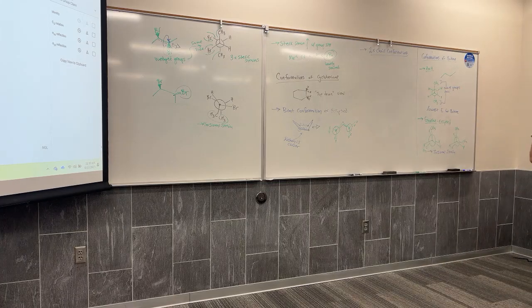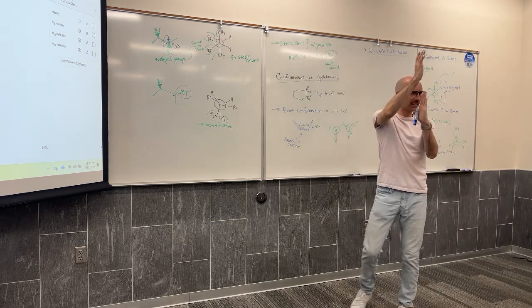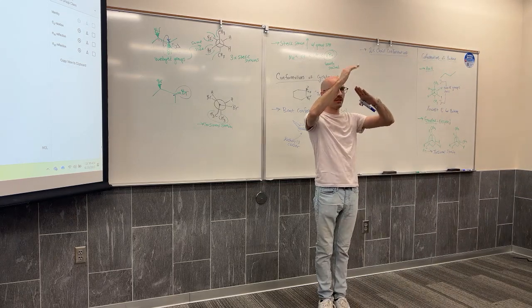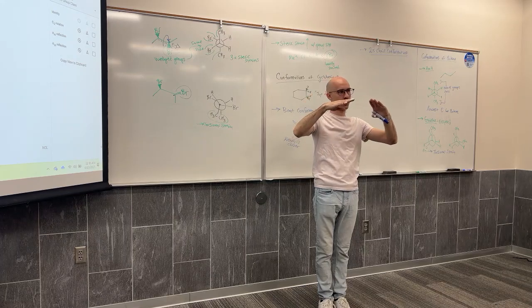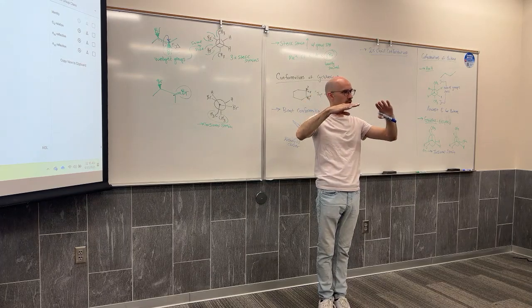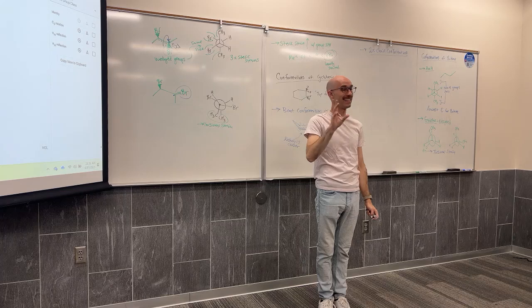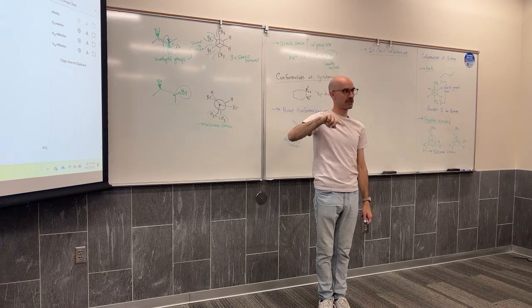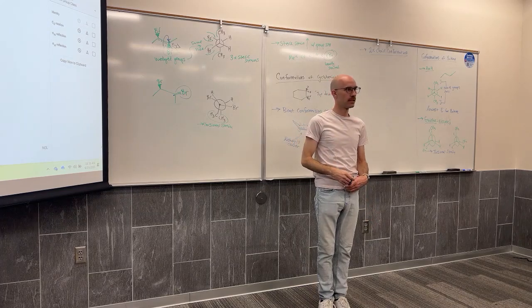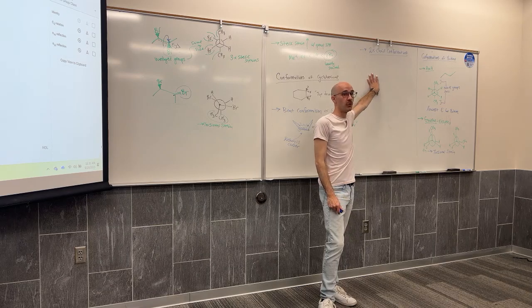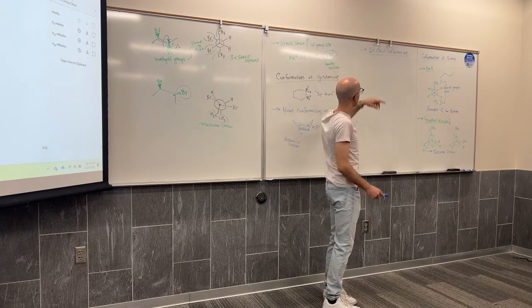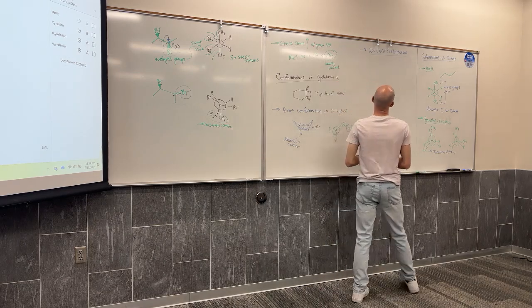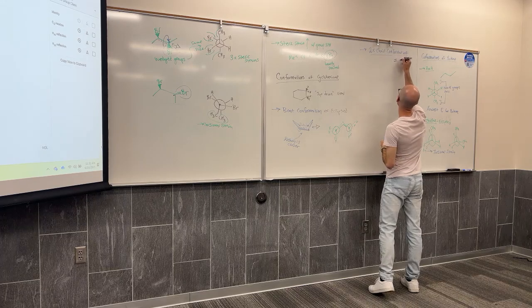If we put that in perspective, butane had the anti-staggered conformation and 2 gauche staggered conformations. So that was a total of 3 staggered conformations, not to mention all of its eclipsed ones. But a chair is only going to have 2. And these chair conformations are essentially equivalent to the staggered conformations.